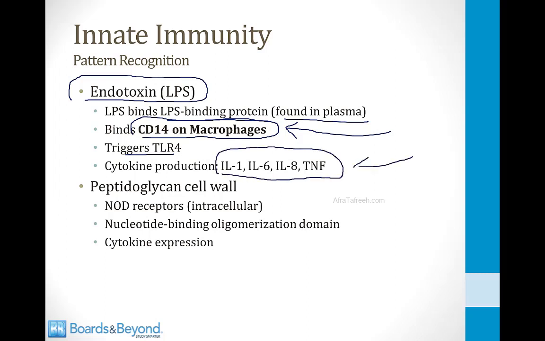We'll talk about all these cytokines in a few slides. The innate immune system can also recognize peptidoglycan in the cell wall of bacteria. If bacteria get inside a macrophage, for example, there are intracellular receptors called NOD receptors. NOD stands for nucleotide binding oligomerization domain, and that's a mouthful. But once peptidoglycan binds these NOD receptors, this leads to cytokine production.